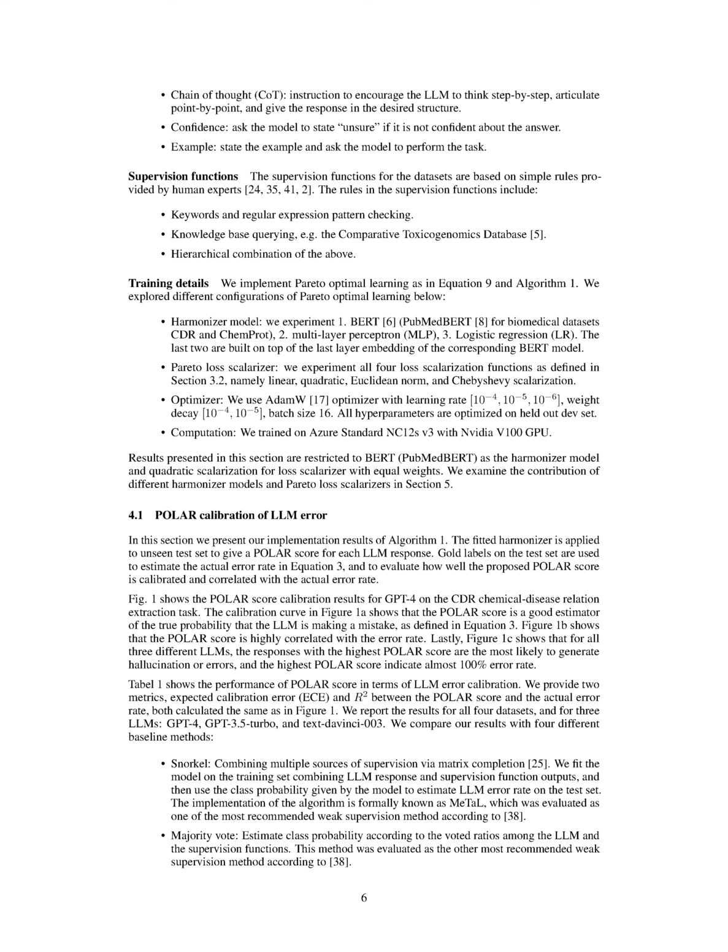1. Snorkel. This method combines multiple sources of supervision through matrix completion. We trained the model on the training set, combining LLM response and supervision function outputs, and then used the class probability given by the model to estimate the LLM error rate on the test set. This method, formerly known as METAL, is highly recommended for weak supervision. 2. Majority vote. This method estimates class probability based on the voted ratios among the LLM and the supervision functions. This is another highly recommended method for weak supervision.